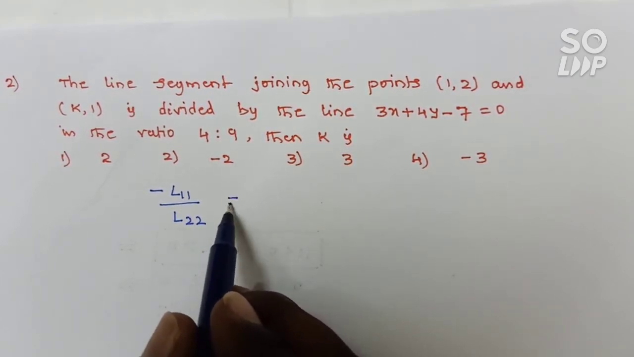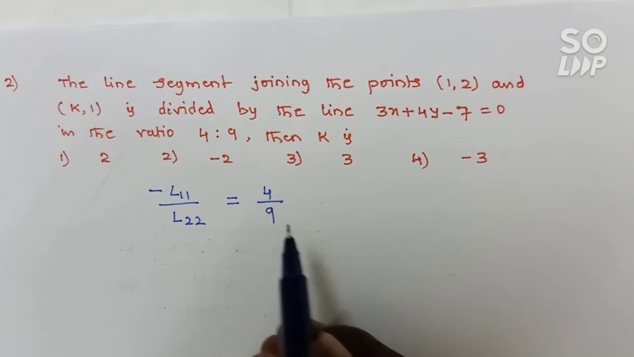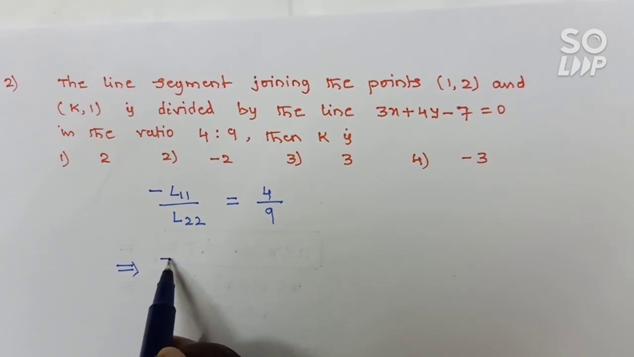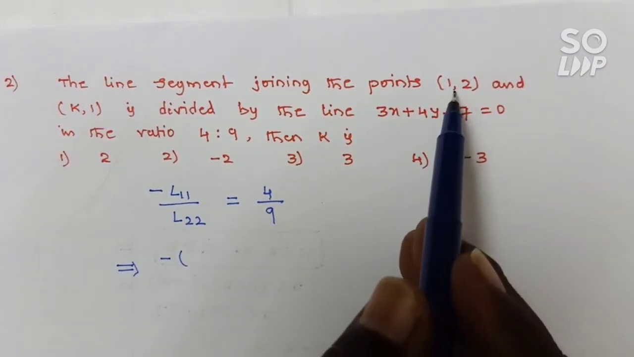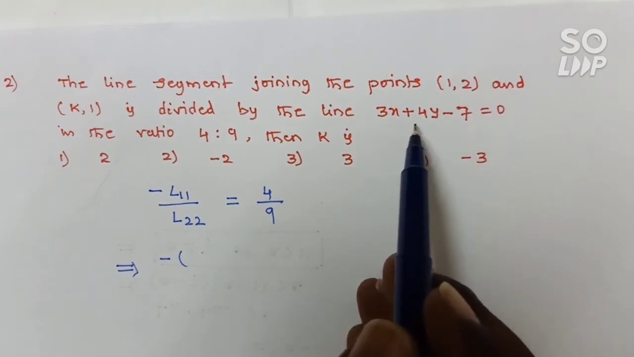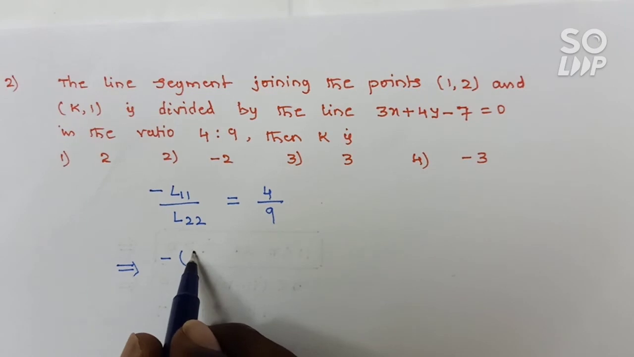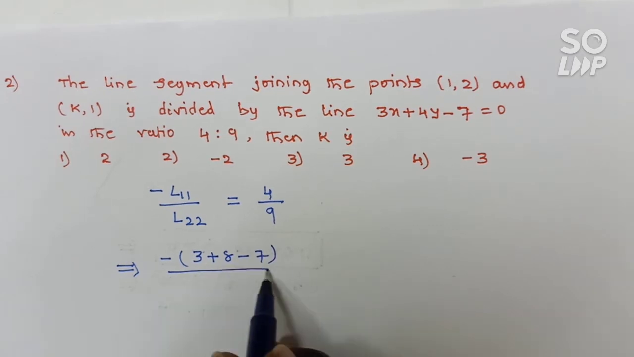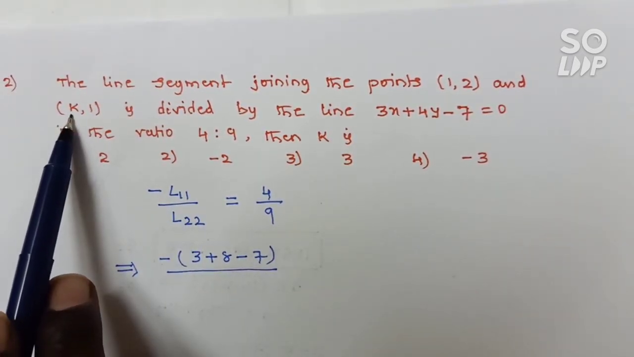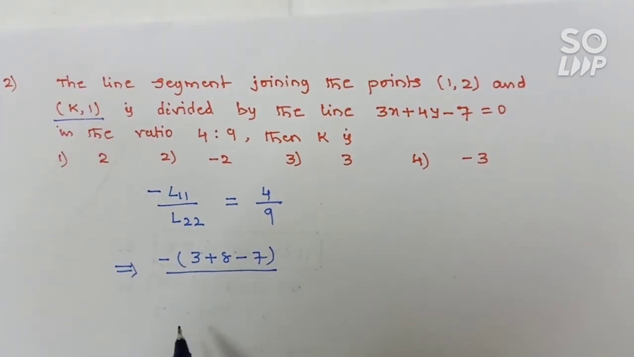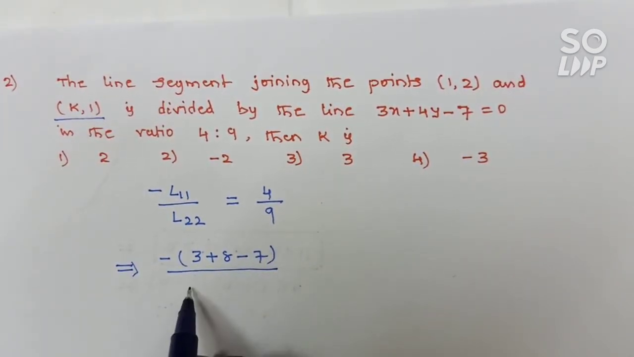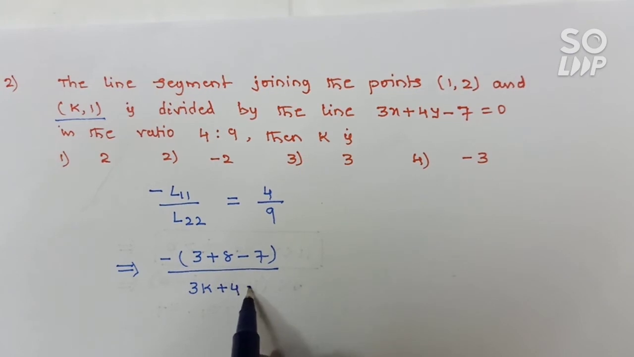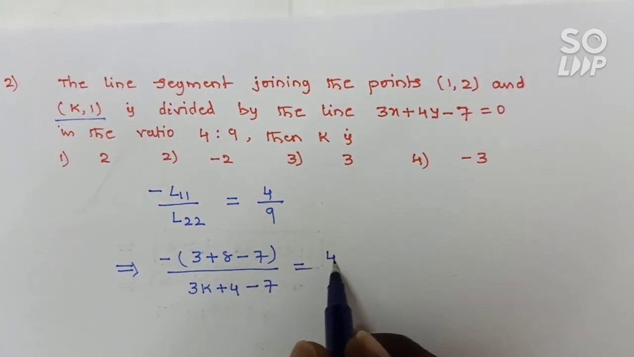So this one will be equal to 4 by 9. Now here you substitute minus of L11, with respect to the point (1, 2), in the line: 3 into 1 is 3, 4 into 2 is 8, minus 7, whole divided by L22, with respect to the point (k, 1). So substitute (k, 1): 3 into k plus 4 into 1 is 4, minus 7, is equal to 4 by 9.